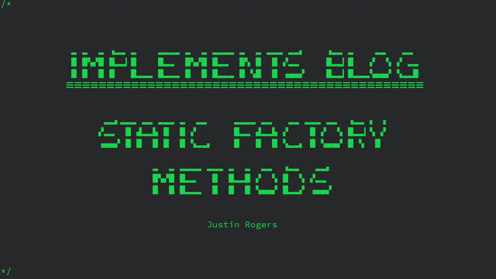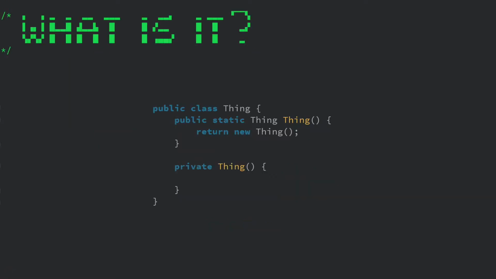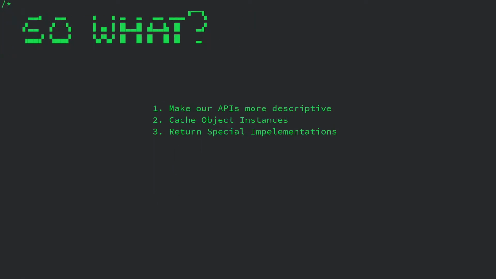Let's talk about creating static factory methods in Java. So what is a static factory method? As the name implies, it's a static method, and it returns an instance of the type that the method is defined in. Okay, but how can we use this to our advantage? There are three main benefits: make our APIs more descriptive, cache object instances, and return special implementations. Let's go into more detail.